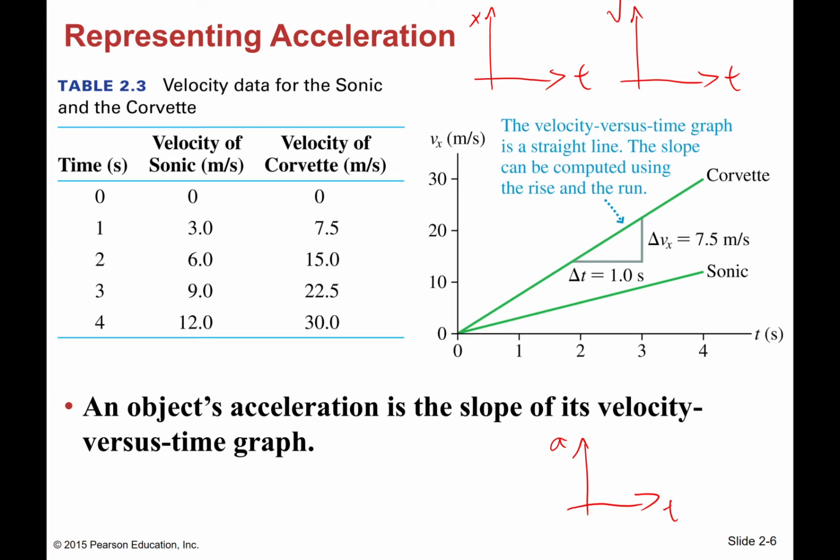So I can plot the two. This one here downstairs, that's the Sonic velocity versus time graph. This one here, this is the Corvette. So if I calculate the rise, this delta V over the run, this delta T, then I get the acceleration of the Corvette. So we can use the same type of graph that we've used so far to describe velocity, to understand the acceleration of an object if we have the velocity versus time graph.